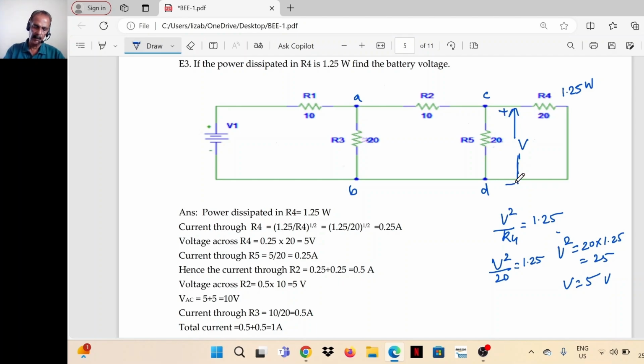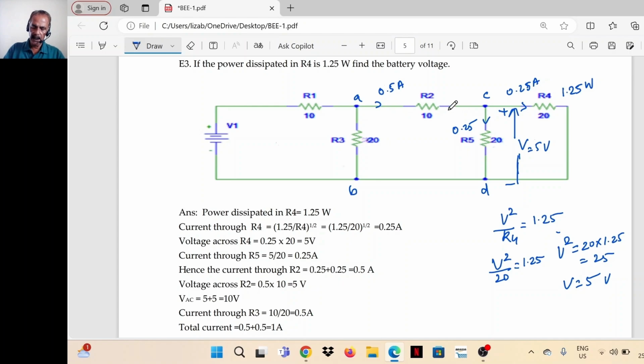This should be the polarity because battery positive is here. Current can flow only in this direction. So V is equal to 5 volt. Once we get V, we can find out the current through resistors R4 and R5. 5 divided by R4, that is R4 is 20. So 5 by 20, 0.25 ampere is the current through R4. Likewise, current through R5 is 5 divided by 20. So that is also 0.25. So this current is 0.25 plus 0.25, it is 0.5 ampere.